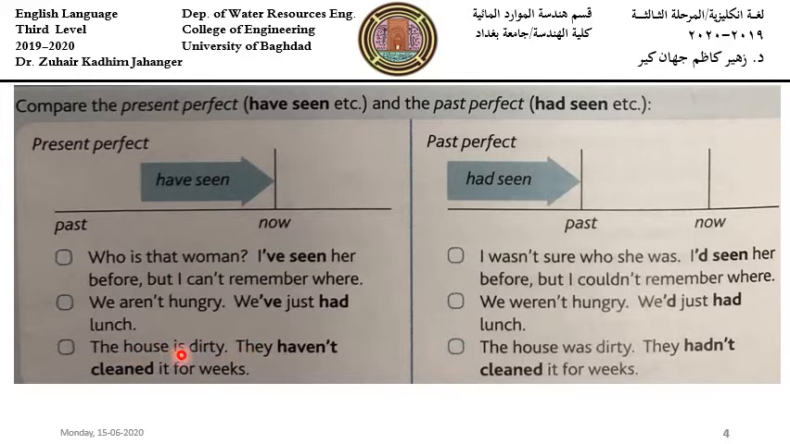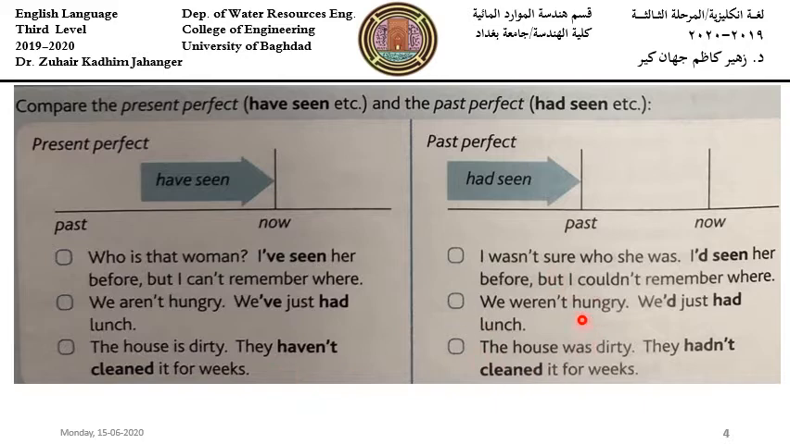So the house is dirty. In the past perfect, it will be the house was dirty, in the past. But the present perfect is from the past till now. The house is dirty is a fact right now. I can see the house is dirty. So why is it not clean? Because they haven't cleaned it for weeks.